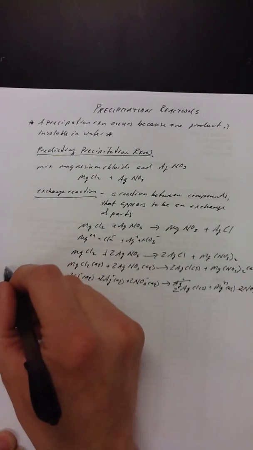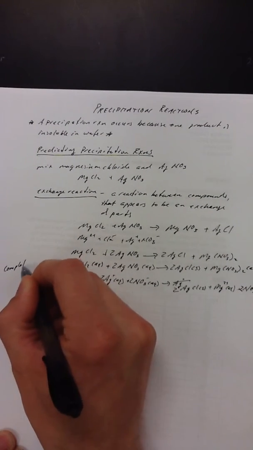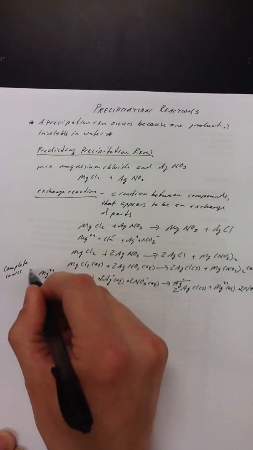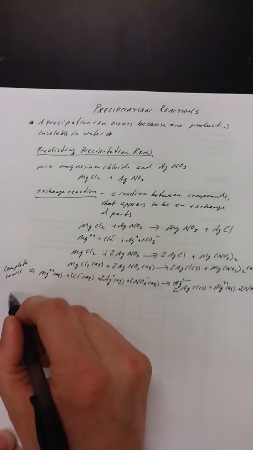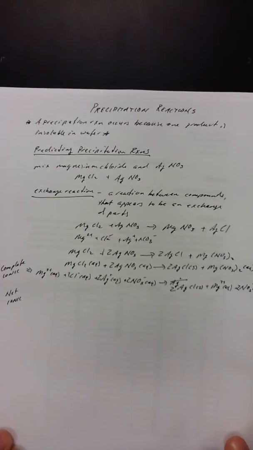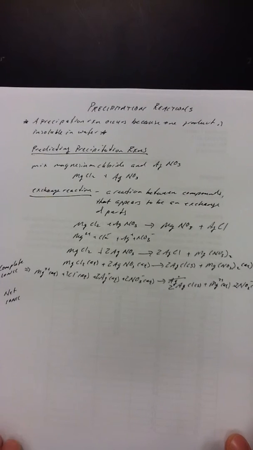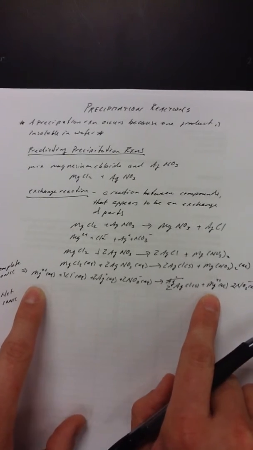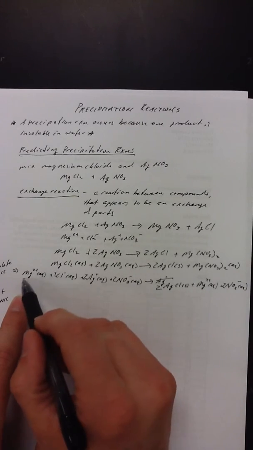So we'll label this one. This is the complete ionic, and we're going to write the net ionic. We'll do that by canceling out the spectator ions, the ones that actually aren't involved in the formation of this precipitate. So we notice we have a free magnesium on each side, so we'll go ahead and cancel those.